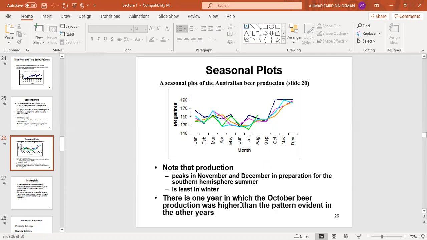There is one year in which the October beer production was higher than the pattern evident in the other years. You can see this one. For one of the years, the value is higher as compared to the other three years. So this is what we call randomness, just like the one that I mentioned before. It behaves differently as compared to the overall average pattern. It would be good if we can investigate why this year behaves differently, so that we can take that into account in our model as well.